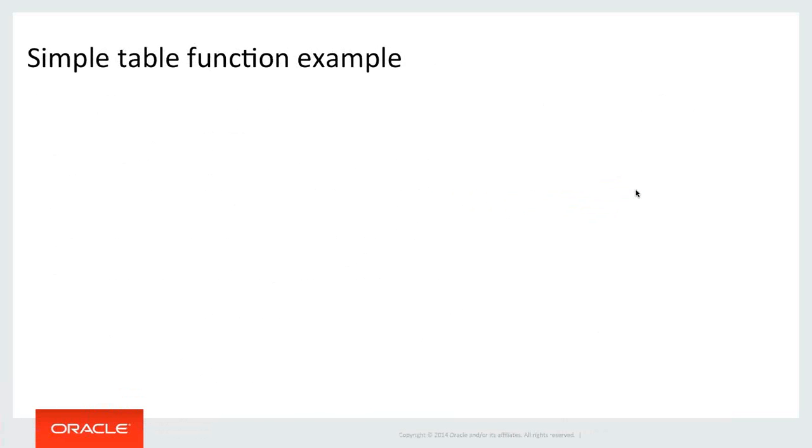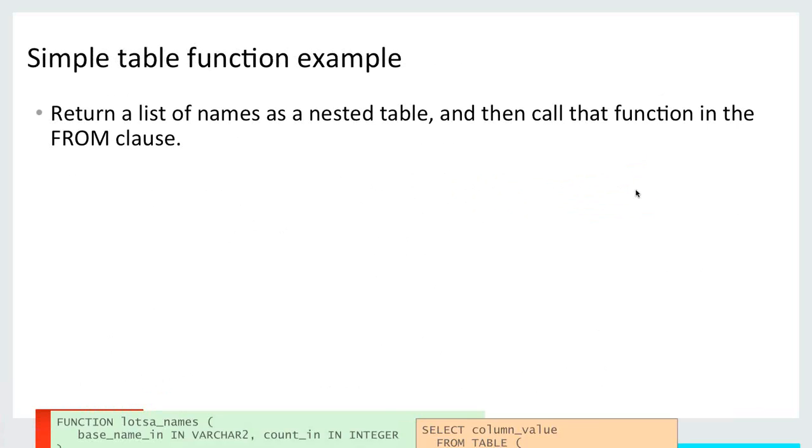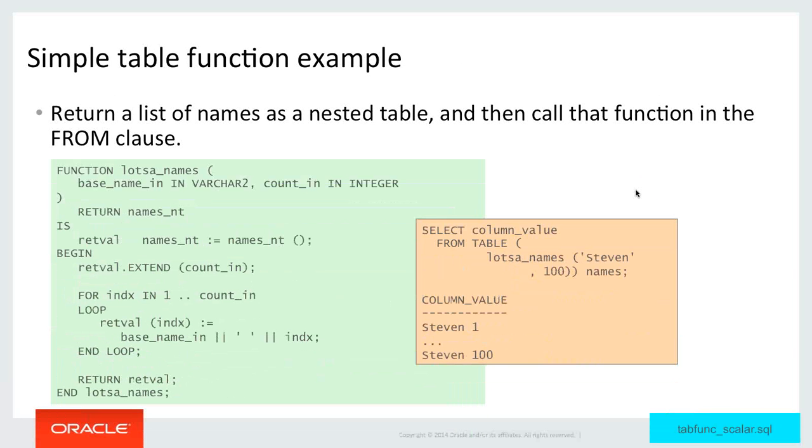So let's start with a very simple table function example. I want to return a list of names, basically generate a list of names. So sometimes I need 10 names, sometimes I need 100 names. So I'm going to pass in the base name like Stephen, and the number of names I want, like Stephen 1, Stephen 2, Stephen 3. And I'll generate the array of names. So I've got a previously defined array type. I extend to make room for the number of elements I need. I populate the elements into that collection, and I return it.